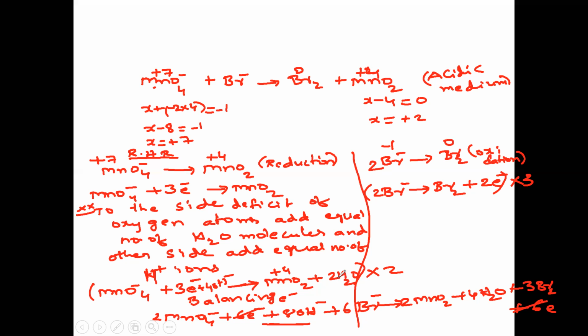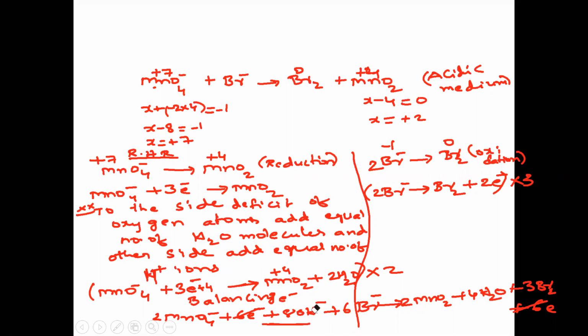As we are adding 2 water molecules, we have to add the equal number of H plus ions. We have to add 4 H plus ions. Sorry, yes, here it is 4 H plus. Very, very important, I have made a mistake. Please note down, since I thought it was a basic medium. So since 2 H2O, we have to add 8 H plus ions.